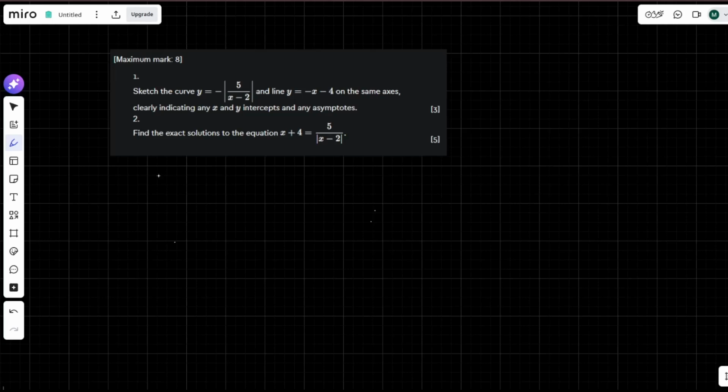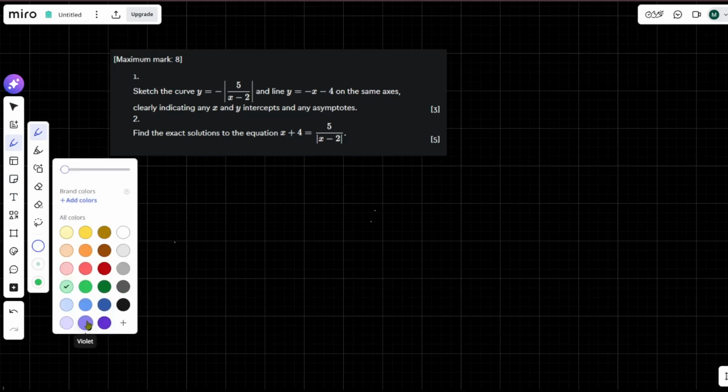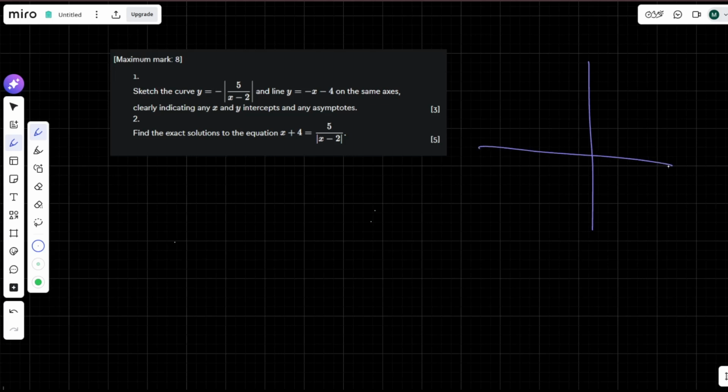Today we're looking at a function problem from higher level. It says sketch the curve y equals negative absolute value of 5 over x minus 2 and the line y equals minus x minus 4 on the same axes, clearly indicating any x and y intercepts and any asymptote. Well, the line is going to be fairly easy, so we'll just put our axes in here.